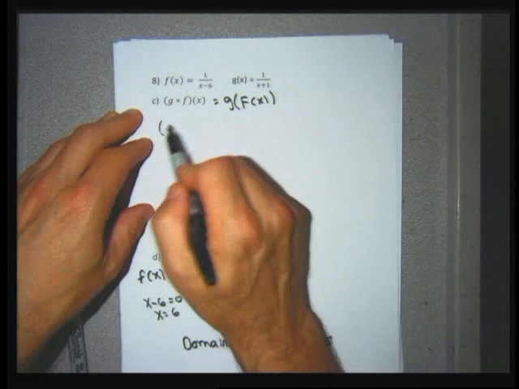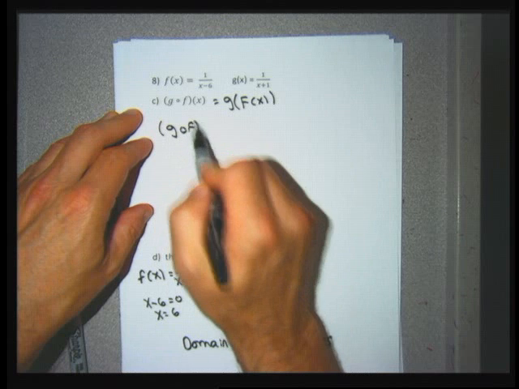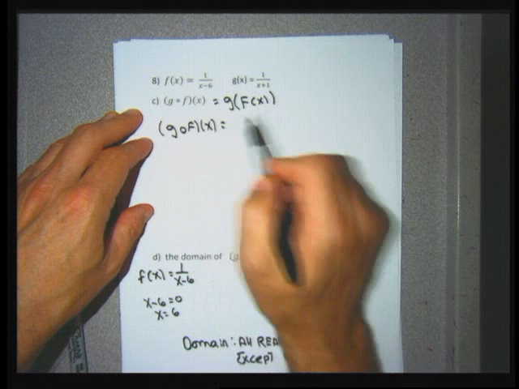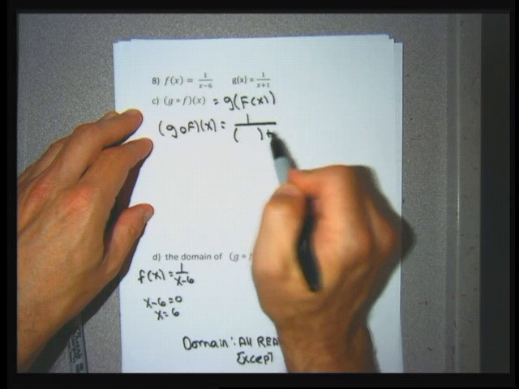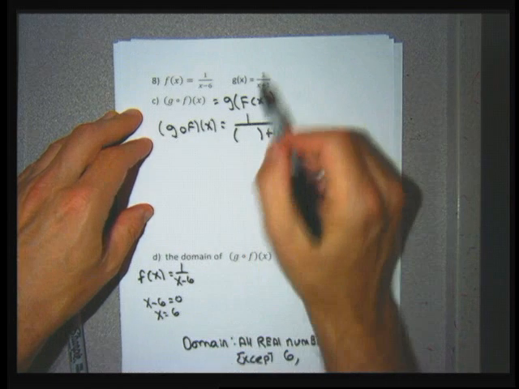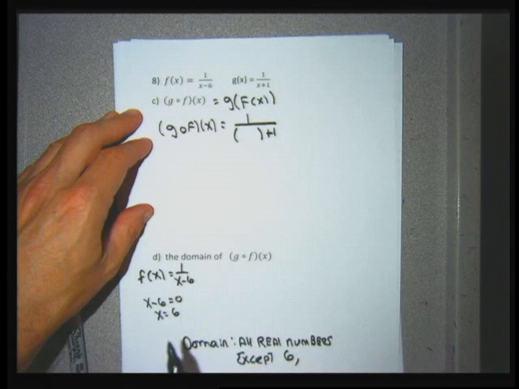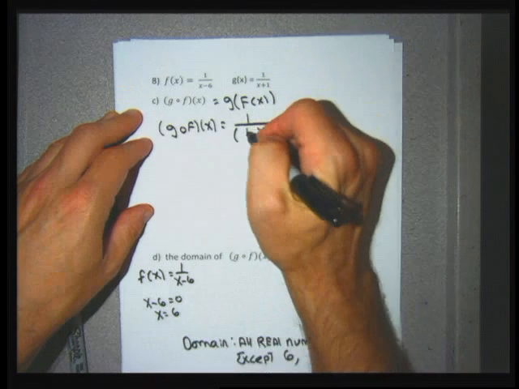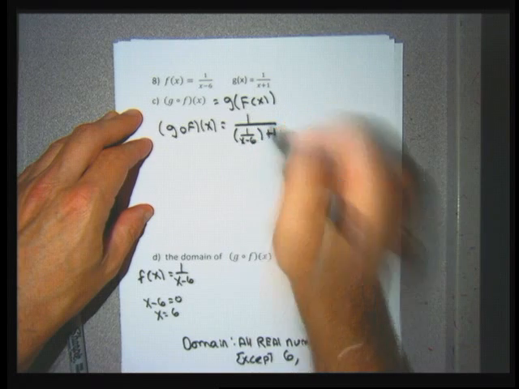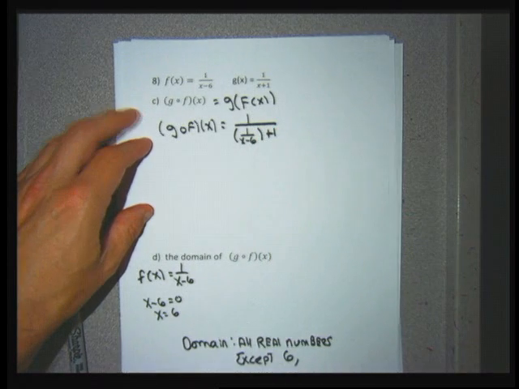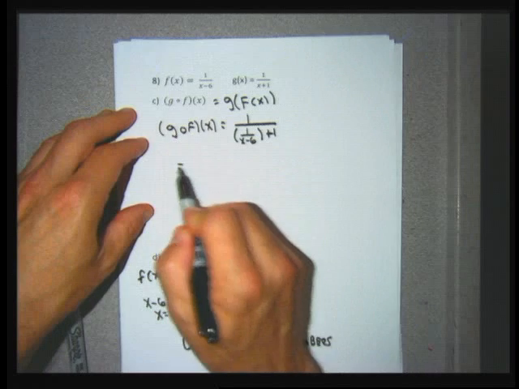So let me do now g composed with f of x. To do g composed with f of x, I write the g function without the x, so the g function is 1 over x plus 1. I wrote it without the x, and inside, I left a parenthesis where the x was. Inside that parenthesis, I put the right side of the f function, which is 1 over x minus 6. Now I'm going to simplify.